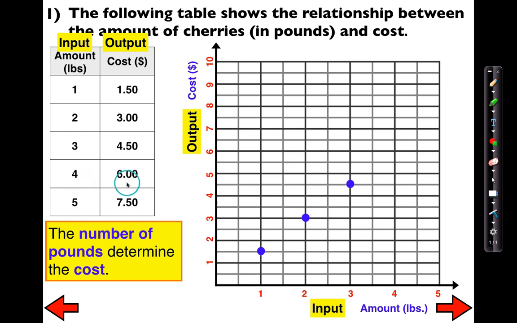For the 4 pounds, it's going to cost $6. So we're going to go over to 4 pounds, and it's going to go up to $6, which is right here. And last but not least, for 5 pounds, it's $7.50. So for 5 pounds, we're going to go up all the way to 7 and then 50 cents, and that would be our graph.